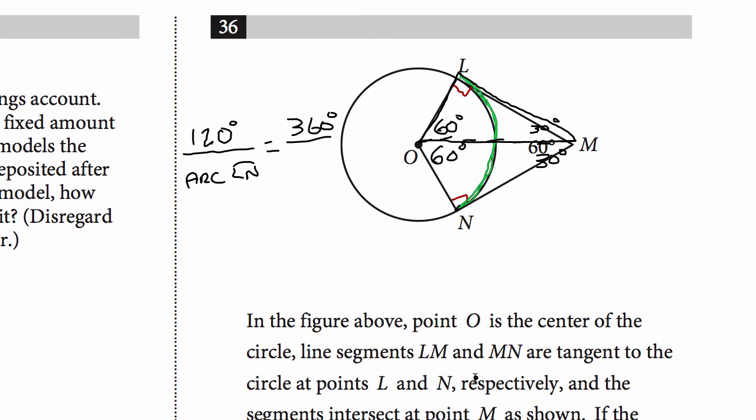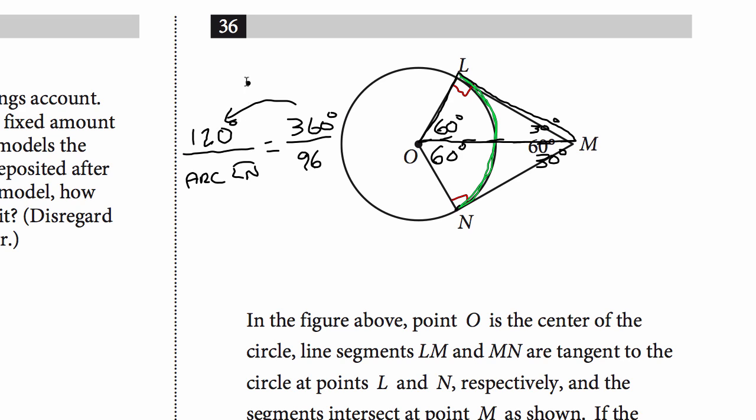Sorry, I got to put this back together now. So the circumference was 96. So all you got to do is think, if 120 is a third of 360, what's a third of 96?